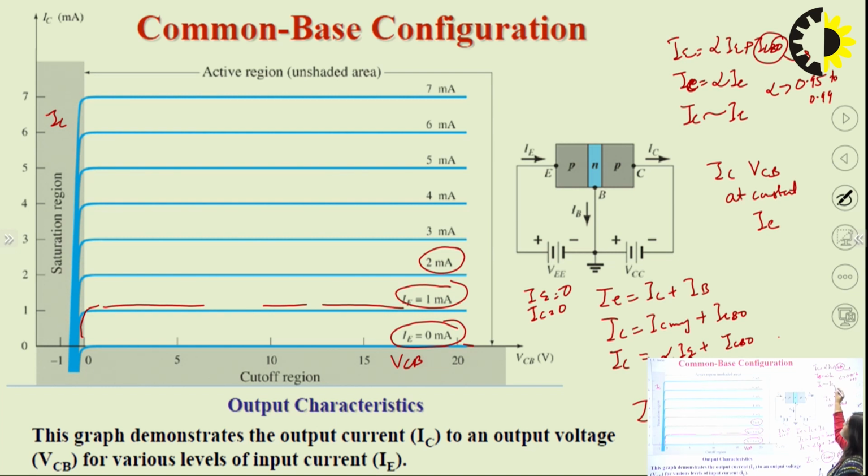We can see IC and IE, they are both the same. So that's why here we can see if IE is 1 milliampere, the value of IC would also be 1 milliampere. This is 3 milliampere, so this value will also be 3 milliampere. So this is how we will plot the output characteristic.